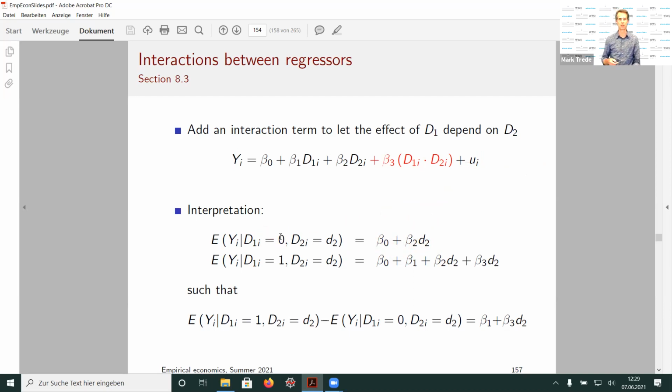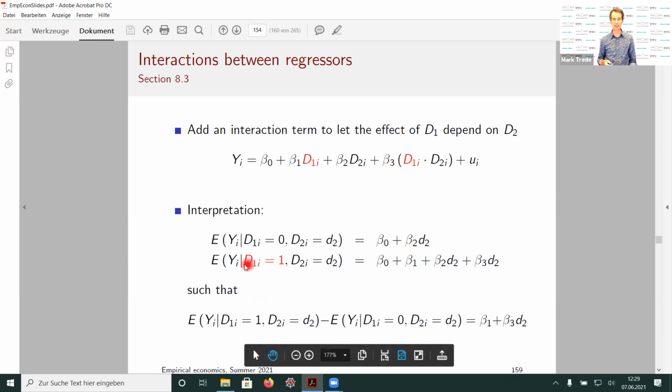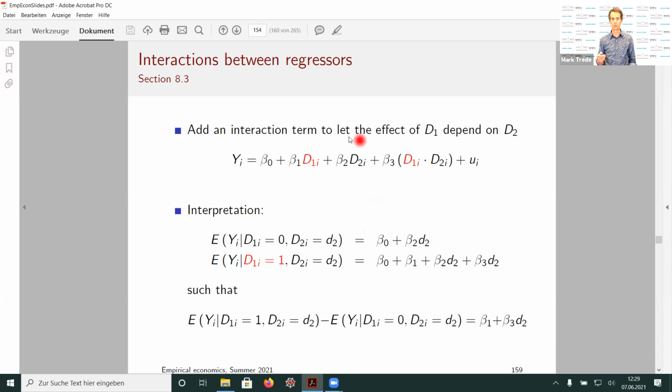Now let's look at the case where d1 is 1. In that case, it doesn't drop out. So what is the expected value of yi? Well, it's the intercept. That's the term here. Then d1 is 1, so this would just be beta 1. Then we have d2 times beta 2. We assume that the variable d2 takes on the value little d2, so we have beta 2 d2. And the intercept could drop out, but it need not. So if d1 is 1, then it depends on the value of d2.